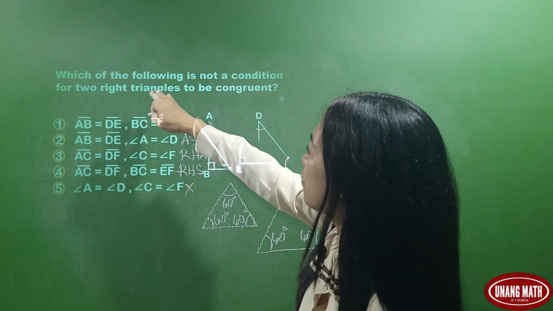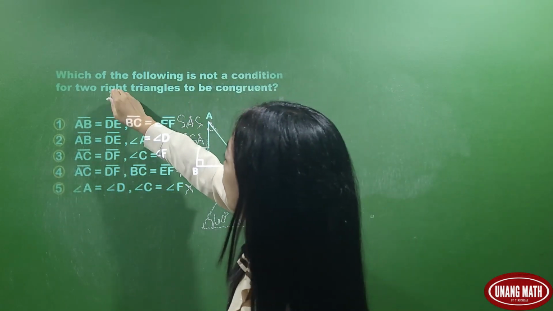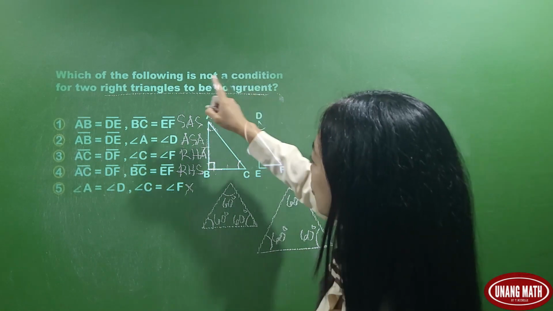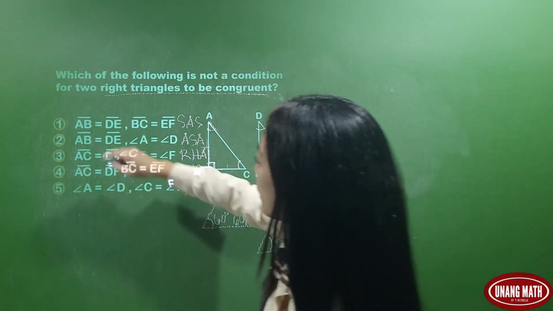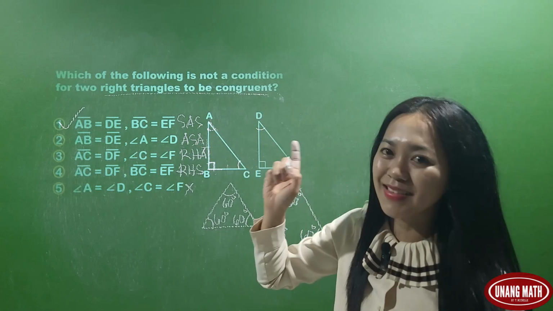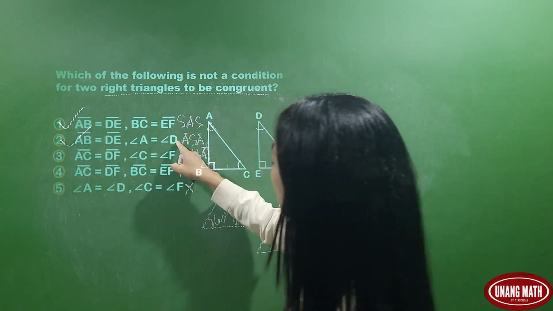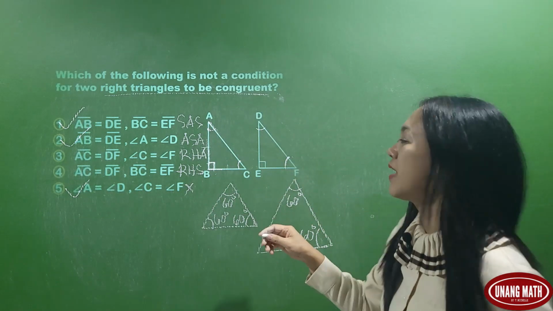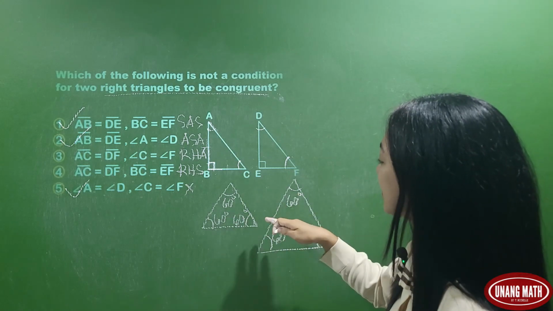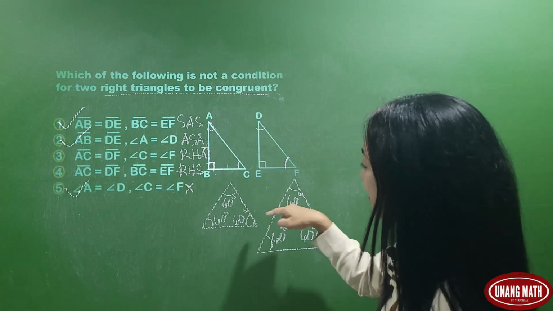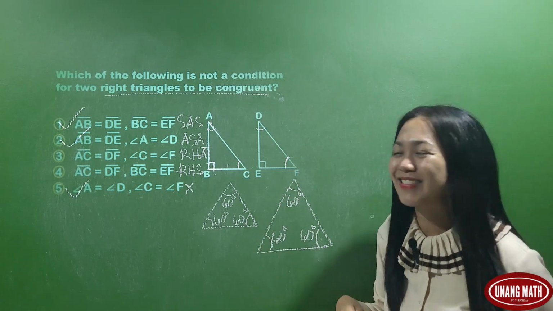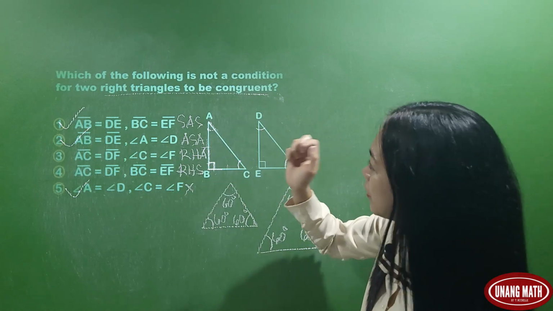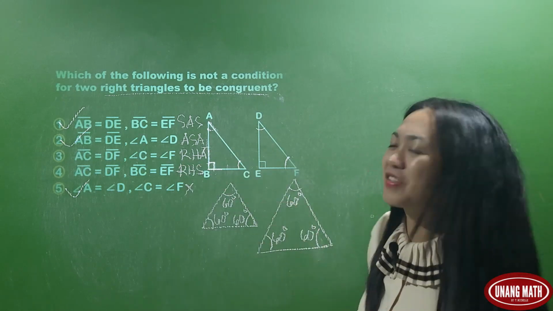So in this question, which of the following is not a condition for two right triangles to be congruent? We have the first one because this is SAS congruence. The second one because it's ASA congruence. And of course, the fifth one because it doesn't mean that if the corresponding angles are equal in measure, these are congruent triangles. So, number 3 and number 4, these are correct conditions for two right triangles to be congruent.